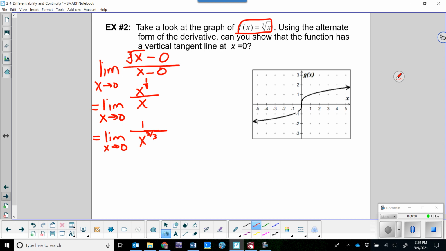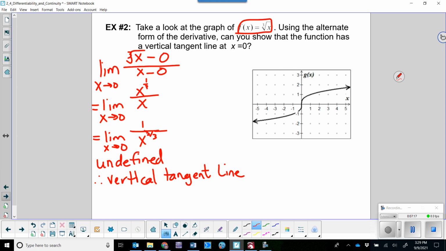Okay, now if I do that limit as x goes to 0, you're going to get 1 over 0, which is undefined. So the limit is undefined. So therefore we have a vertical tangent line. Because remember that the derivative is the slope of the tangent line, and we got a slope that was undefined. So we have a vertical tangent line there.